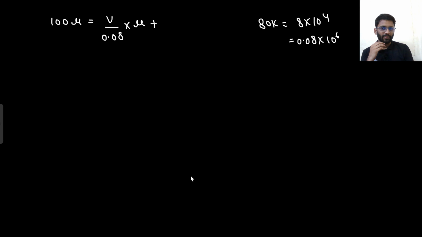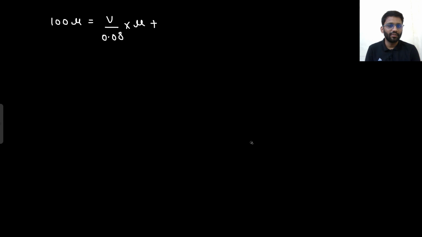Did you understand it? What did I do here? V by 0.08 into 10 to the power 6. 10 to the power 6 went up, it would become 10 to the power minus 6. That would become micro. Right? Why am I doing so? So that I can cancel micro, micro and micro. Now what will come? My ID will come.